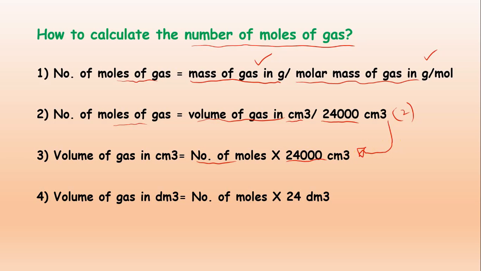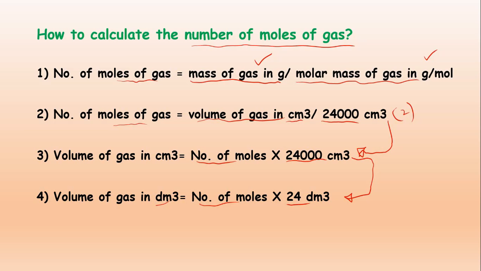Then last, and this is the rearrangement of the formula number 3. Suppose the volume of gas is being asked in dm cube, so we have to write the number of moles multiplied by 24 dm cube. So these are the formulas related to the number of moles of gases. These are four different formulas.